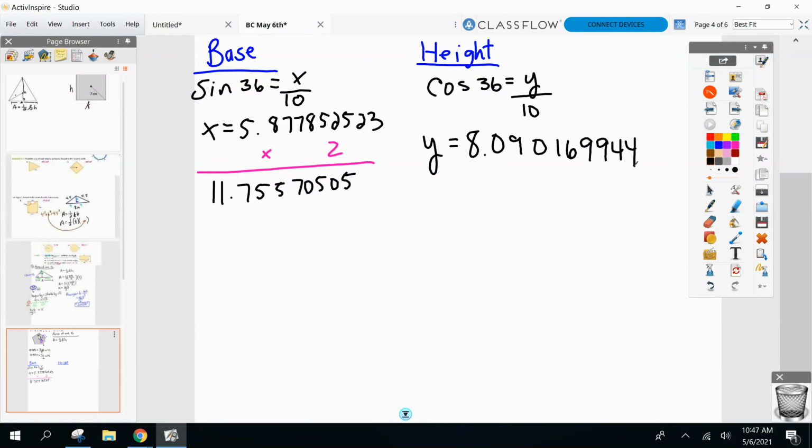No need to double it. It's just the height. It's just the height. No need to double it.